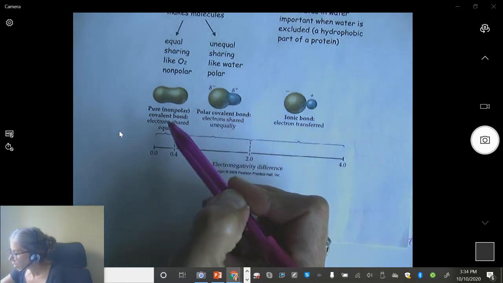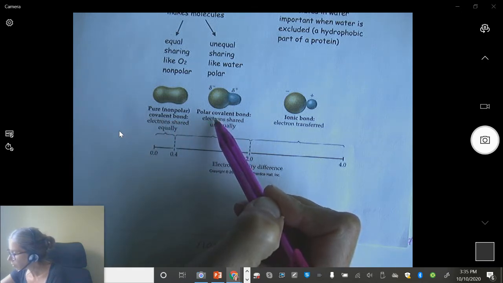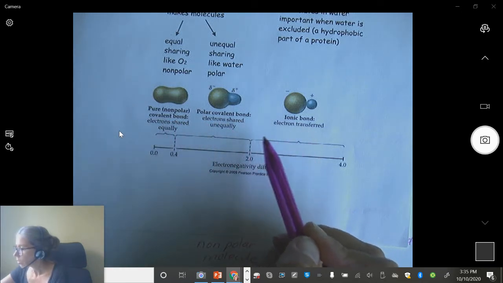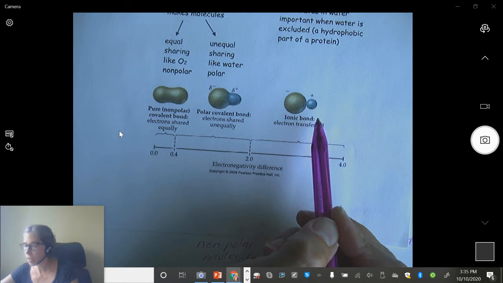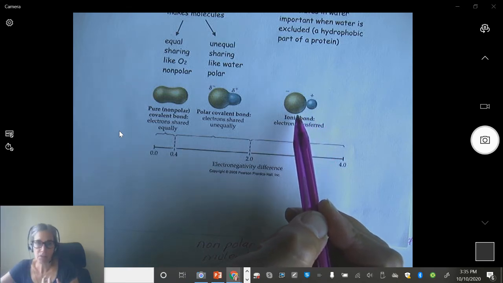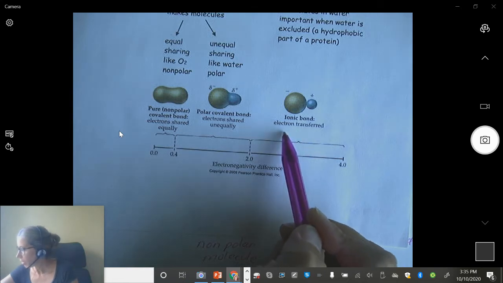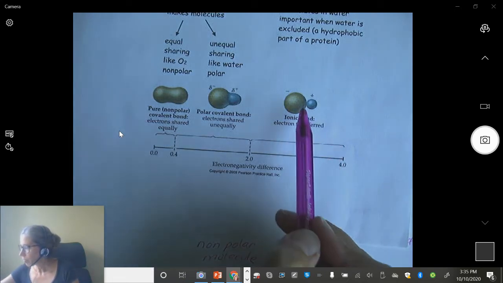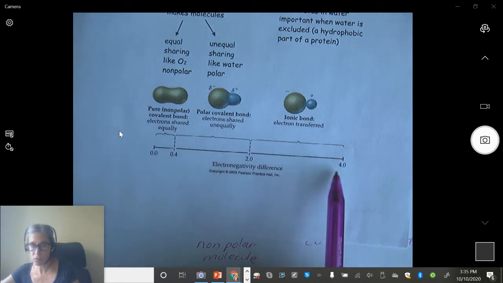So there are nonpolar bonds, polar covalent bonds, and then ionic bonds. If one of the atoms is really, really electronegative and the other one's not, one is going to pull the electron off the other. It's a transfer of electrons. We call that an ionic bond. That happens when the two atoms have a very big difference in electronegativity, bigger than 2.